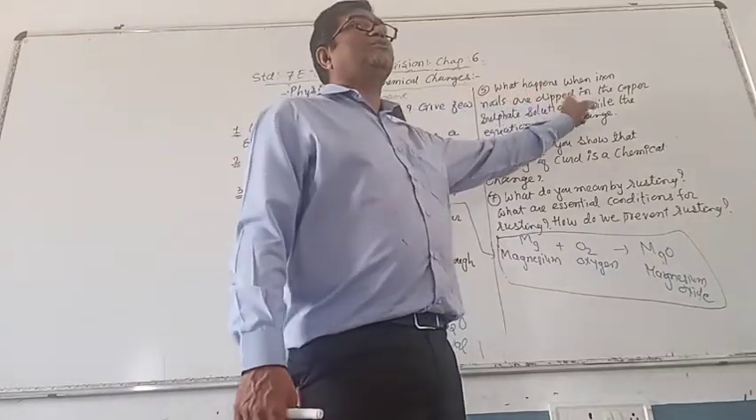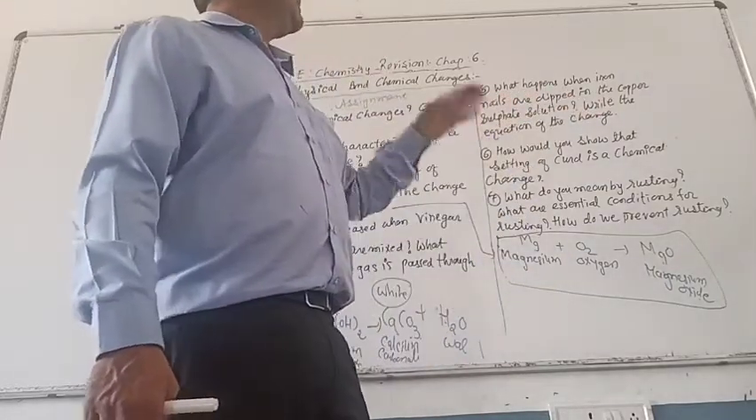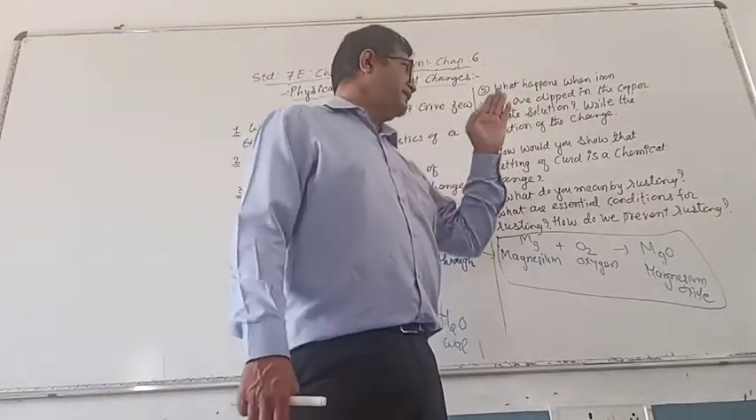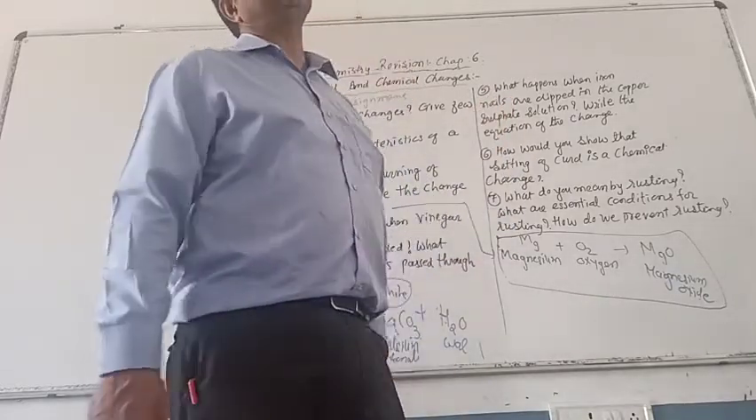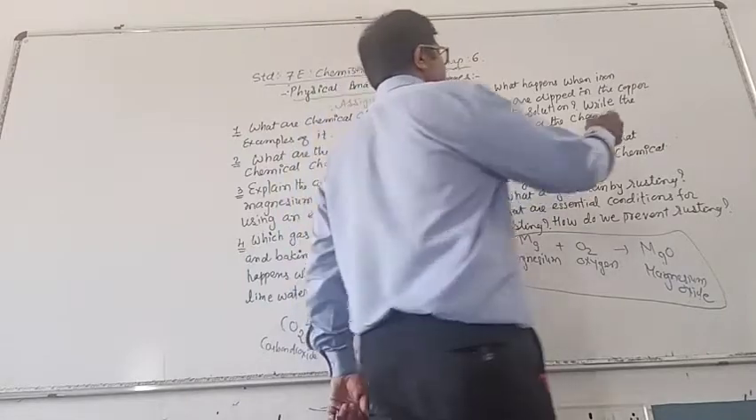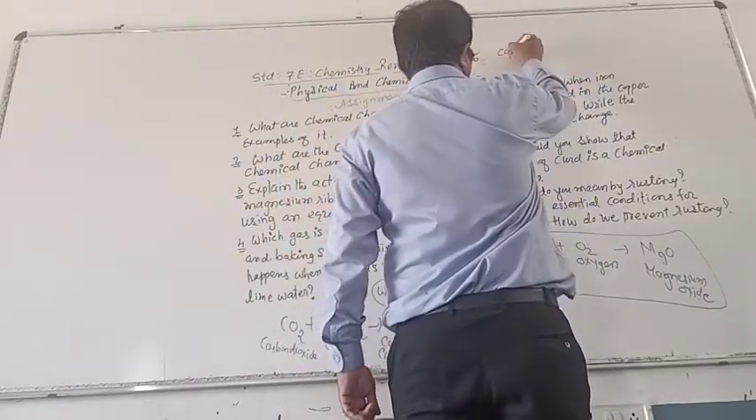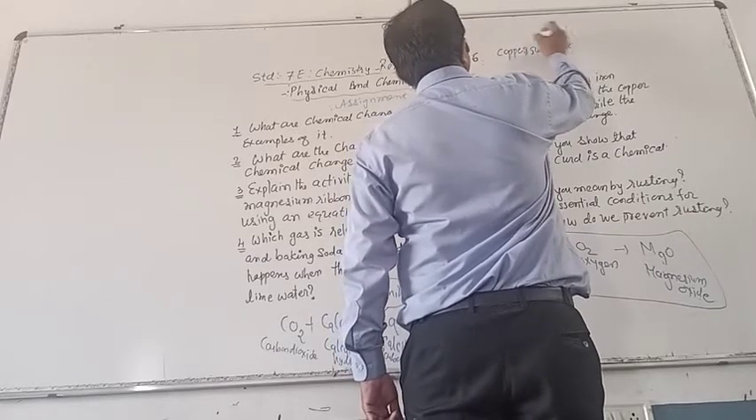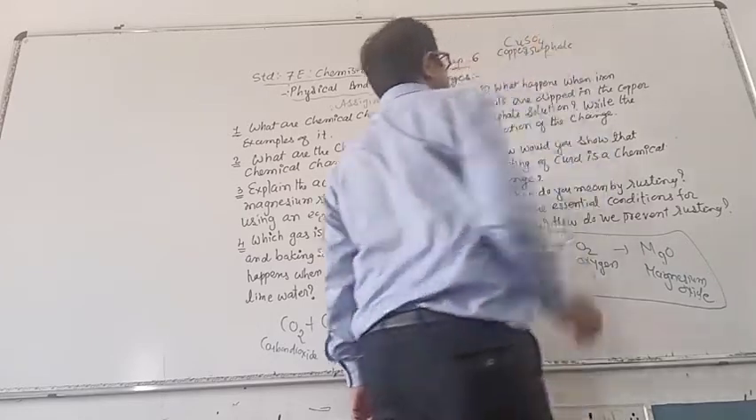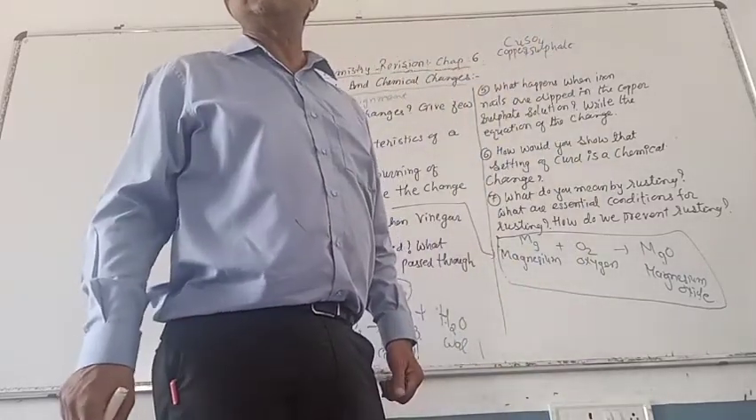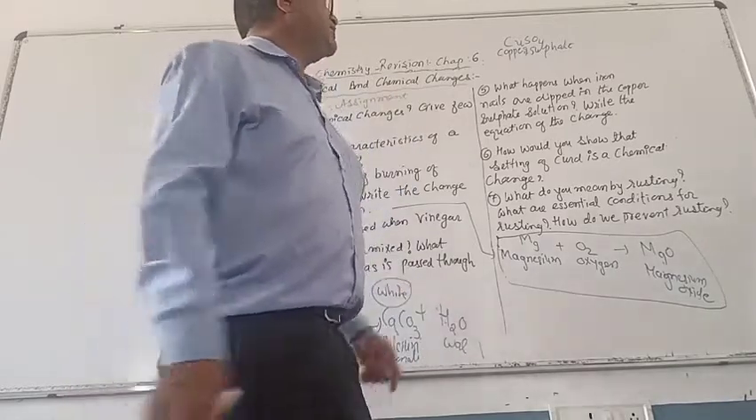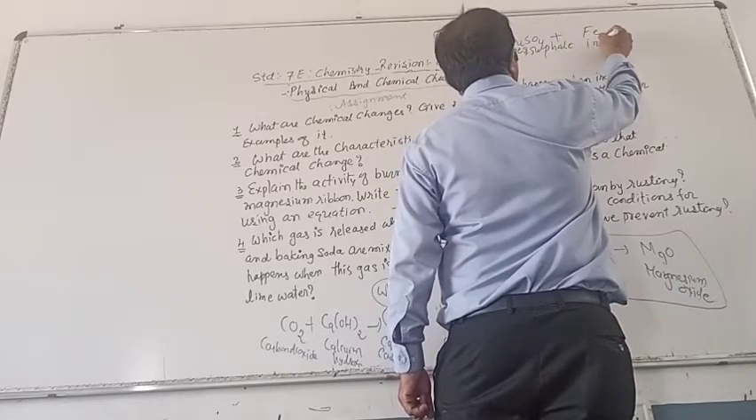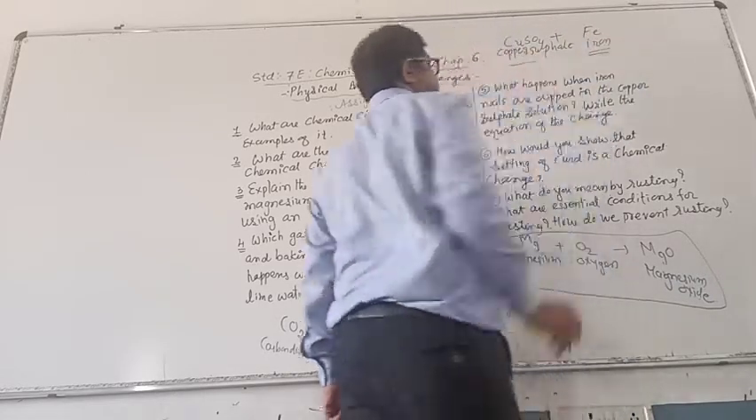Next question, as I told you about it: what happens when iron nails are dipped in copper sulfate solution, and write the equation of the change. Now copper sulfate solution has blue color. It is CuSO4. Now when we dip the iron nails, iron, the formula is Fe.